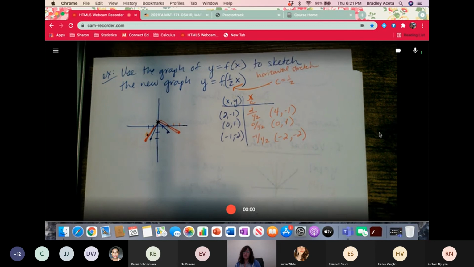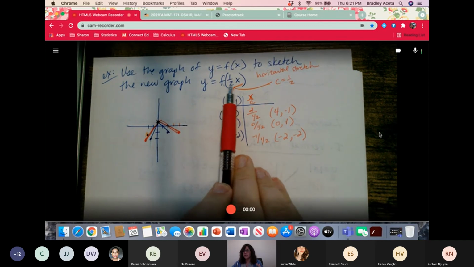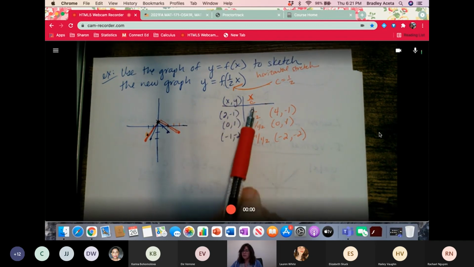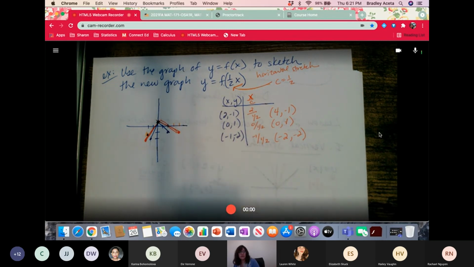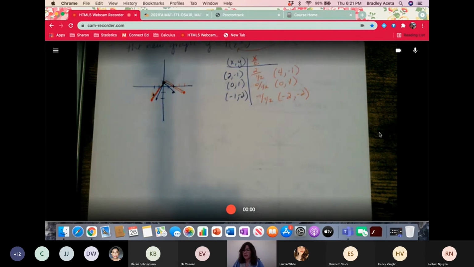And you'll have a question like that. So you just have to look to see, is it on the inside? Then you divide by that c value. If it was on the outside, then you would multiply the y by that value. That's why I put those little examples up in there. Okay, so that's horizontal stretching and shrinking, and then vertical stretching and shrinking.